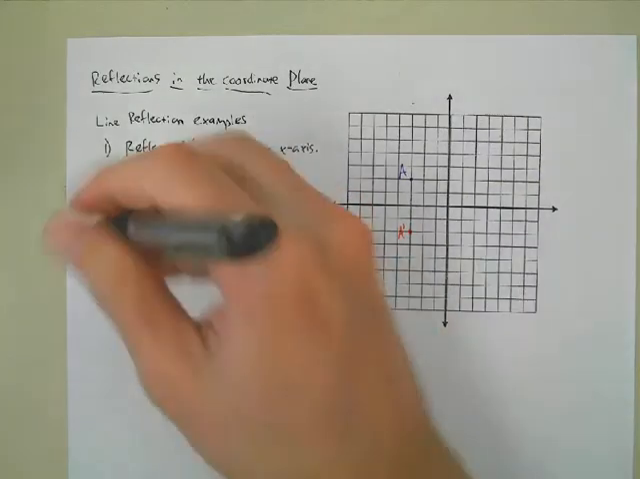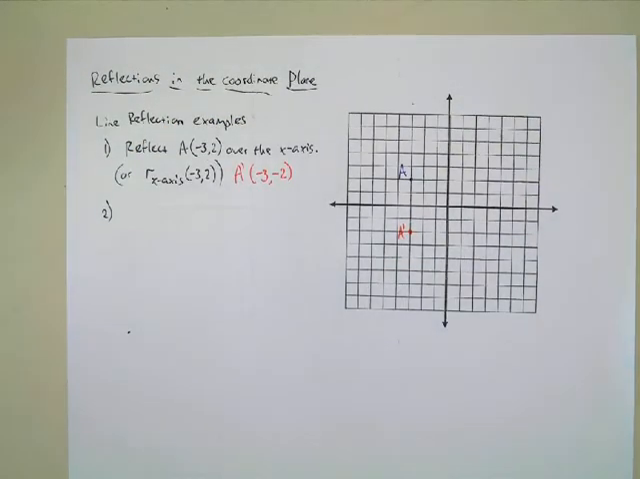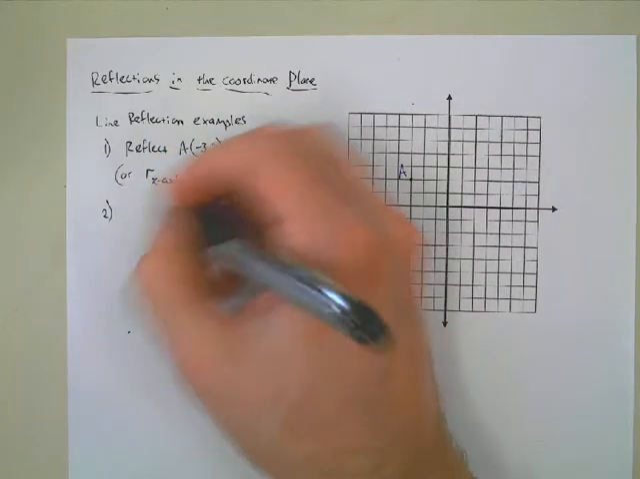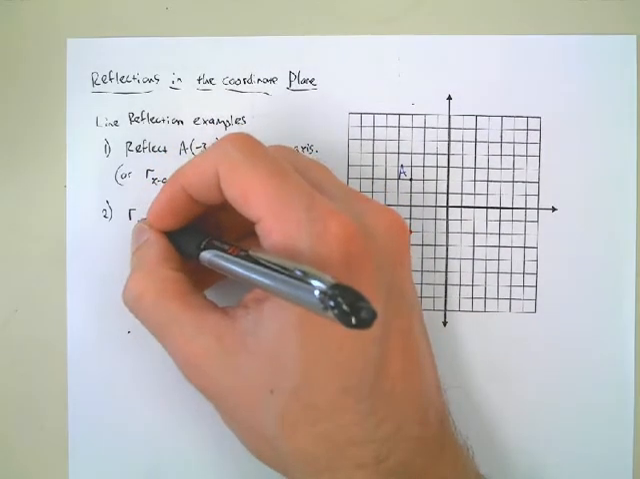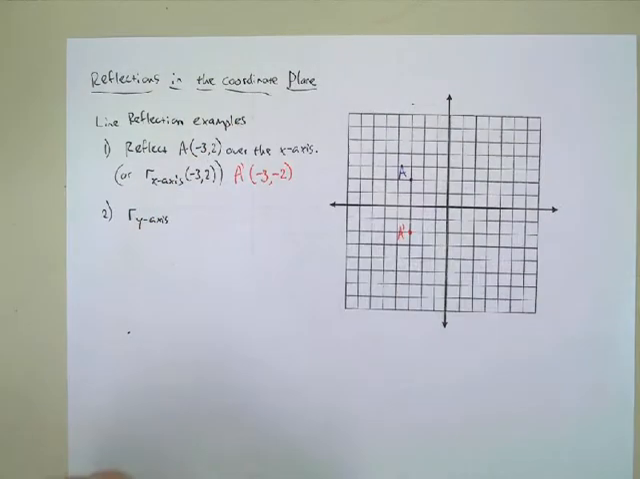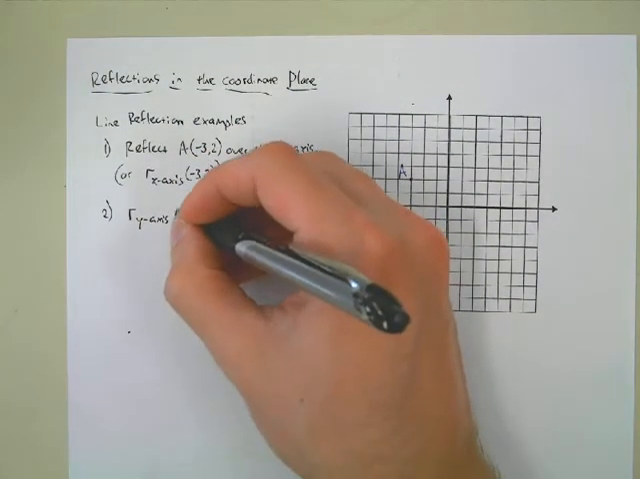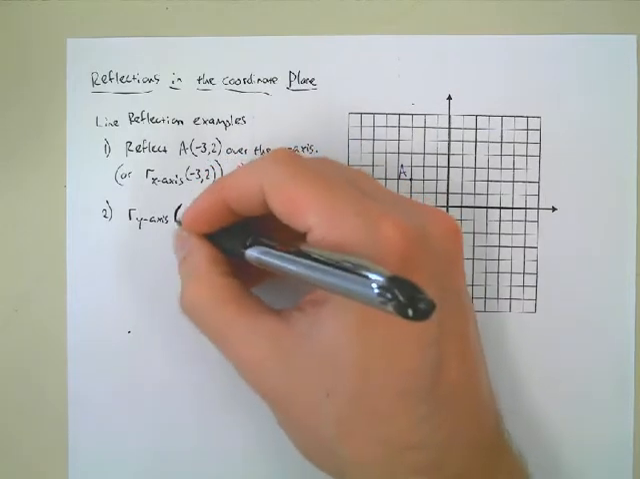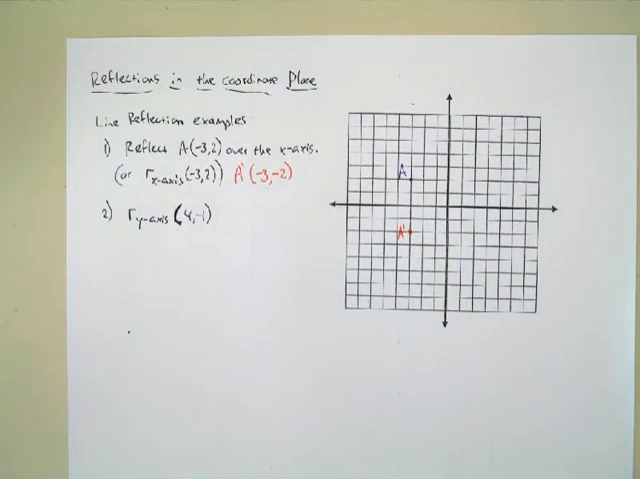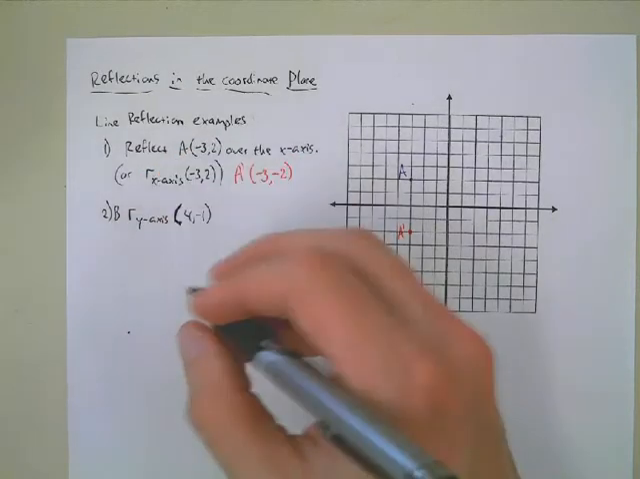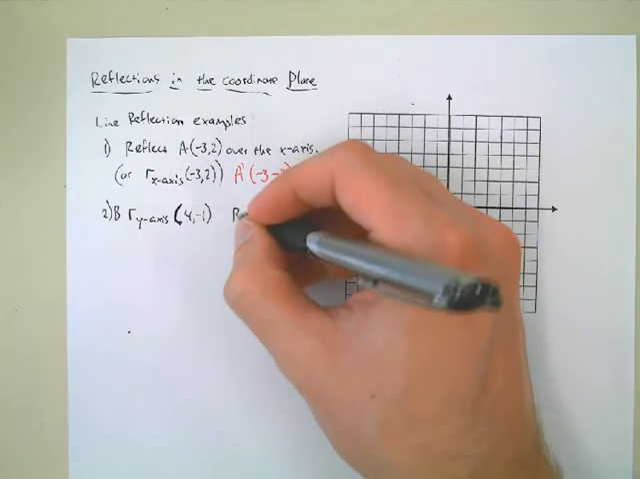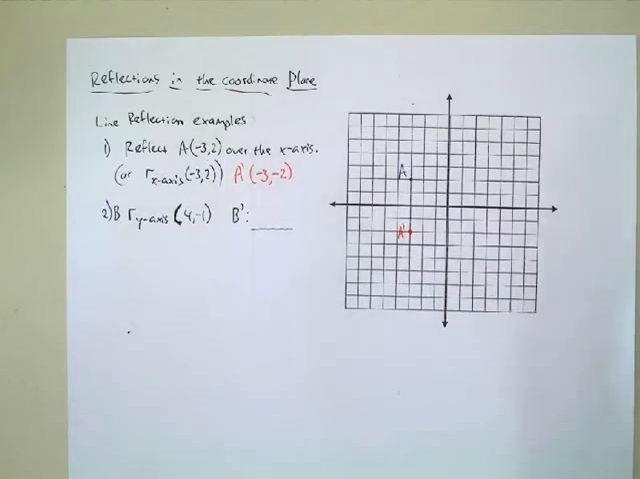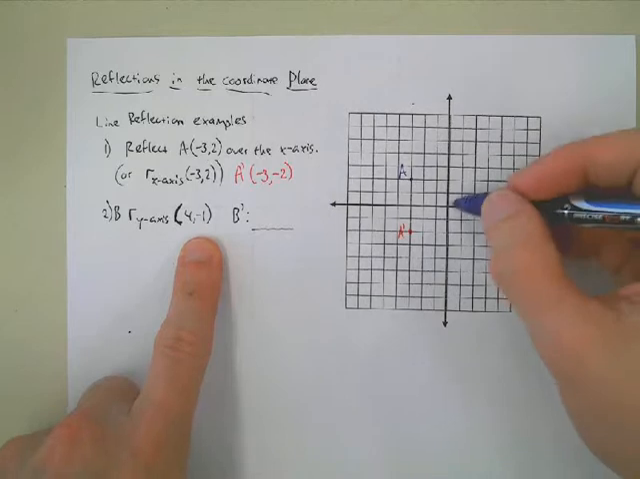Number 2 here. I'm going to use the shorthand notation here. Let's reflect over the y-axis point B. Okay, and B has coordinates 4, -1. So we're going to reflect over the y-axis point B that has coordinates 4, -1. And then B prime, its coordinates are what we want to try and figure out here. So again, we'll plot. B has coordinates 4, -1. So 1, 2, 3, 4, down 1. There's B.